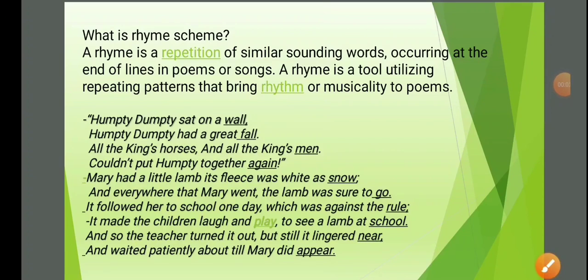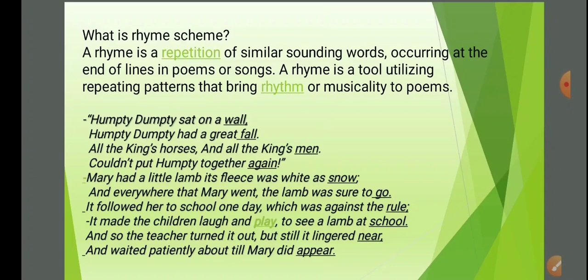Now we will see what is rhyme scheme. A rhyme is a repetition of similar sounding words occurring at the end of lines in poems or songs. A rhyme is a tool utilizing repeating patterns that bring rhythm or musicality to poems. Here it is the repetition of the same sound effect given in the lines of any poem or song, and when the pattern is repeated, the rhythm is repeated, that is known as rhyme scheme.